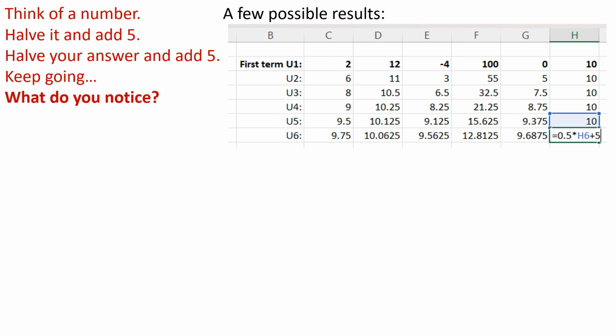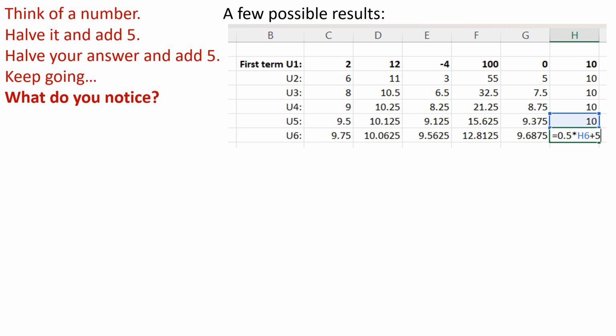So this is what happened when I tried this with a few different starting values. I'm using the notation U1 to represent the first term, and then U2 as the second term, and so on. If I start with a value 2, halve it and add 5, I get 6. Halve 6 and add 5, I get 8, and so on. Now, I've tried this with a few different starting values, and in almost every case, we get numbers that change every time. In the first case, the numbers are constantly getting bigger, but by smaller and smaller amounts. For the second case, where I started with 12, the numbers are getting smaller, but in smaller and smaller amounts.